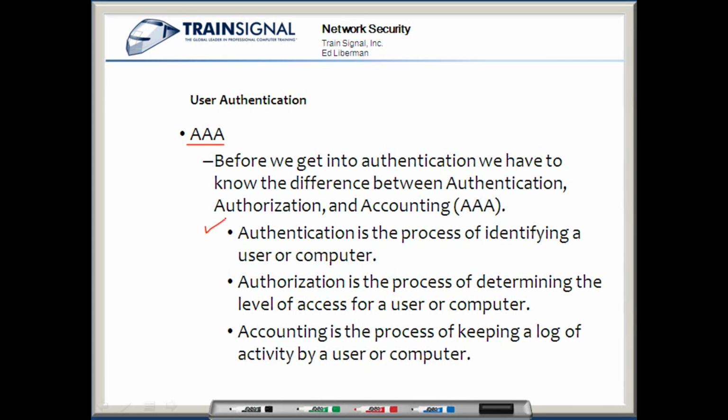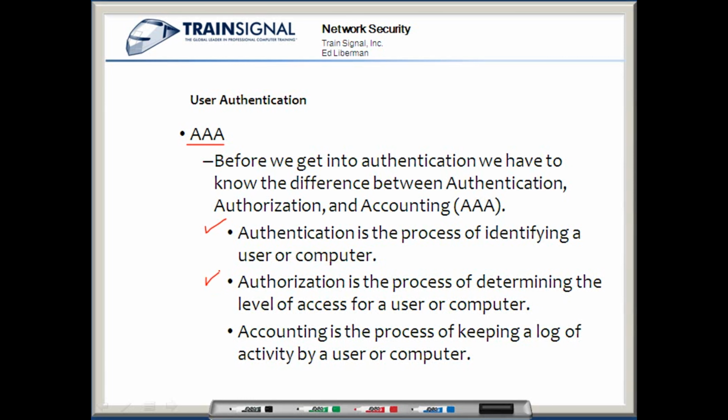Authentication is the process of identifying a user or computer. To authenticate something is to identify what it is. Although very often we think of it as, well, have you authenticated that user? We think of the whole process of not just knowing who the user is, but what they gain access to and all that stuff. Well, the reality is authentication is just identifying that user or that computer.